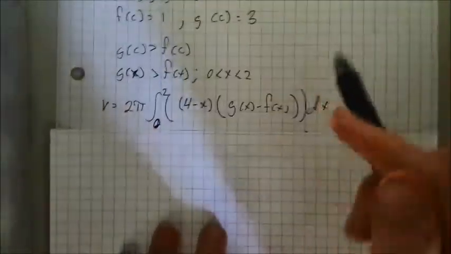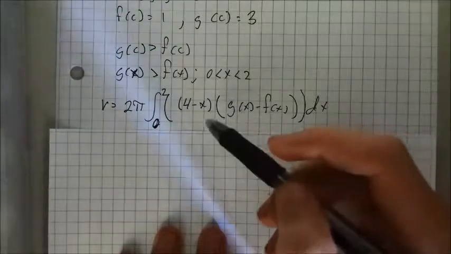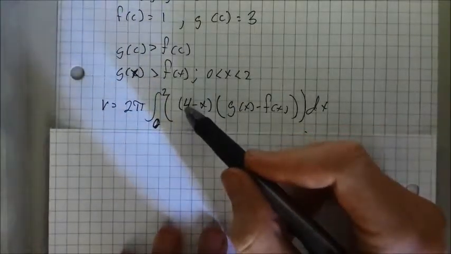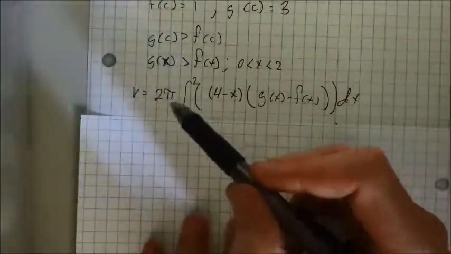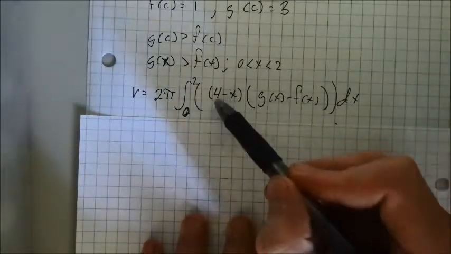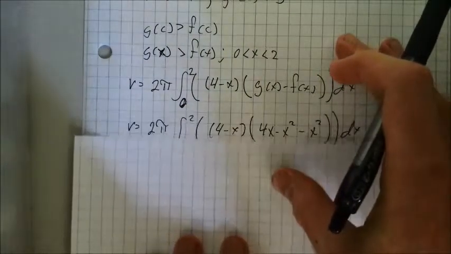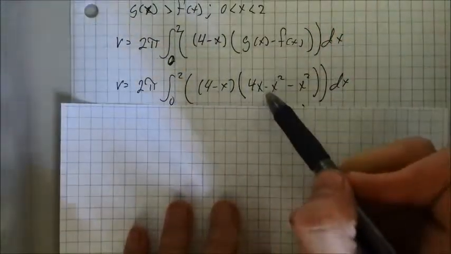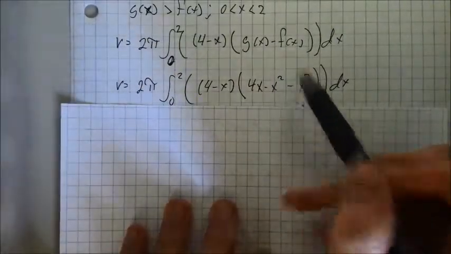So for all cases except the y-axis or the x-axis, where you're rotating around x equals 0 or y equals 0, you have to take that value that you're rotating around, in this case 4, and subtract x from it and multiply it by here. So you have 4 minus x times g of x minus f of x. So I'm going to plug in g of x and f of x. g of x is 4x minus x squared. f of x is x squared, so it comes negative there.